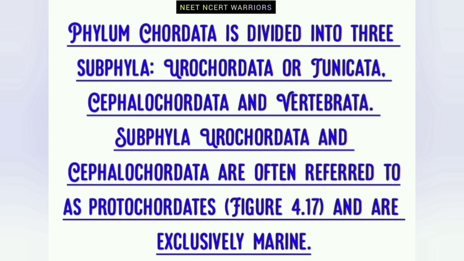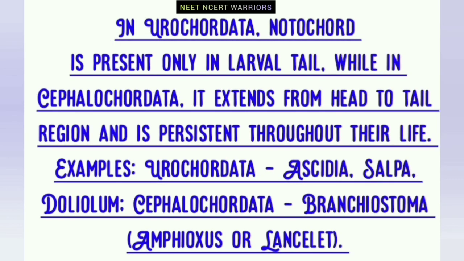Phylum Chordata is divided into three subphyla: Urochordata or Tunicata, Cephalochordata and Vertebrata. Subphyla Urochordata and Cephalochordata are often referred to as protochordates and are exclusively marine. In Urochordata, notochord is present only in larval tail, while in Cephalochordata, it extends from head to tail region and is persistent throughout their life. Examples: Urochordata: Ascidia, Salpa, Doliolum; Cephalochordata: Branchiostoma, amphioxus or lancelet.